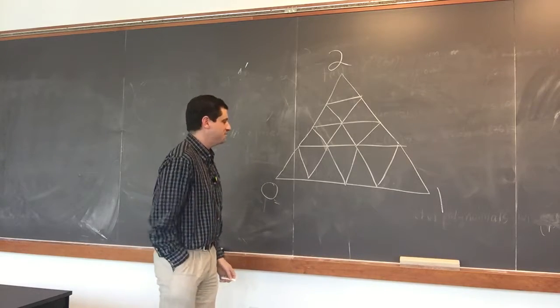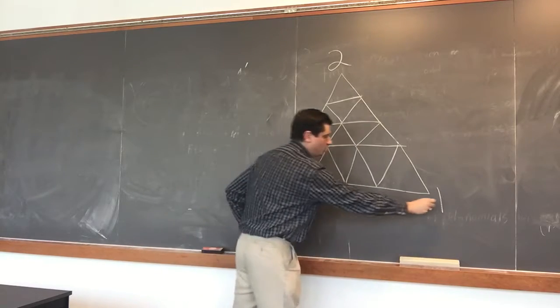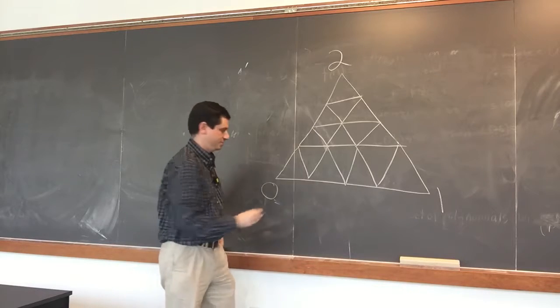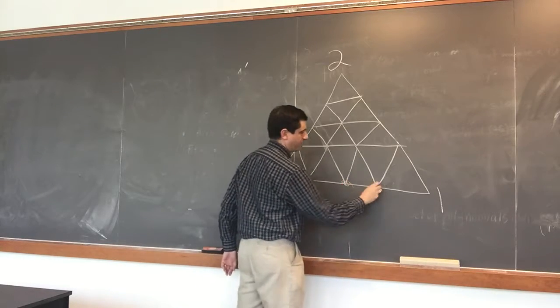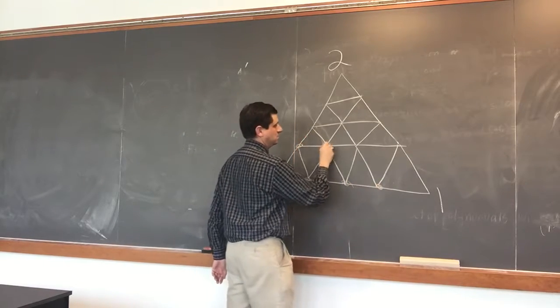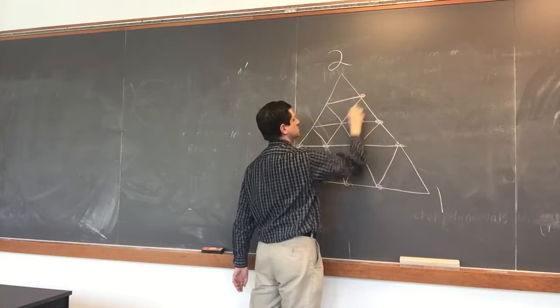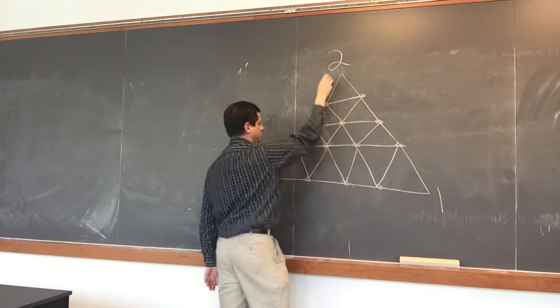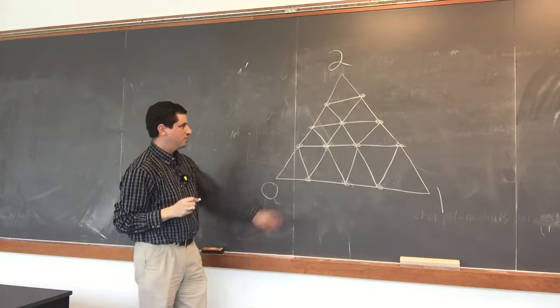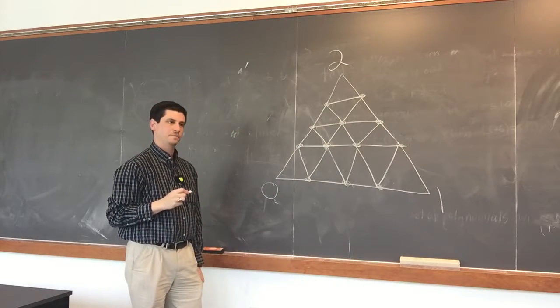All right, and here's how the game is played. On this side, you can only put down 0s and 1s at all the vertices. So we have 3 labels we have to do. On this side, you can only do 1s and 2s. And on this side, you can only do 0s and 2s. And on the interior, you can do anything you want.